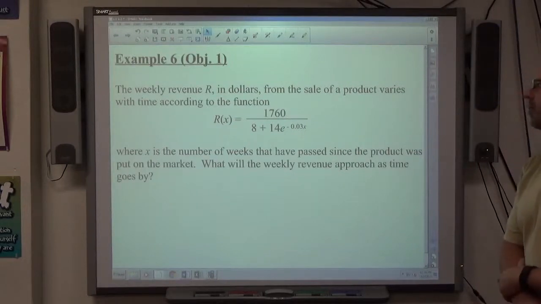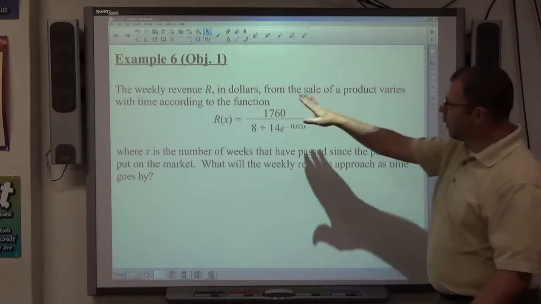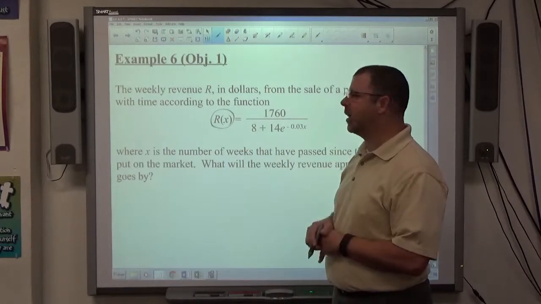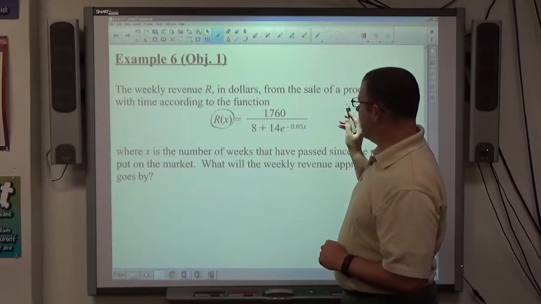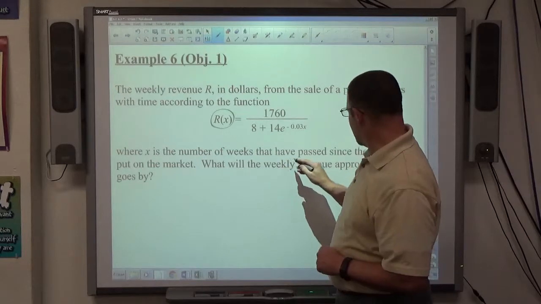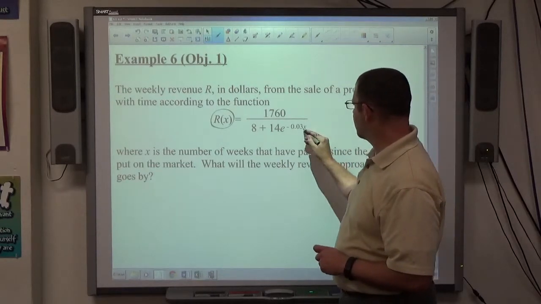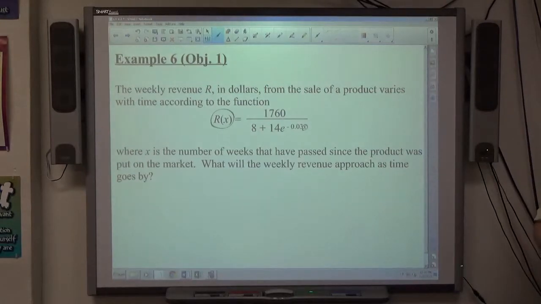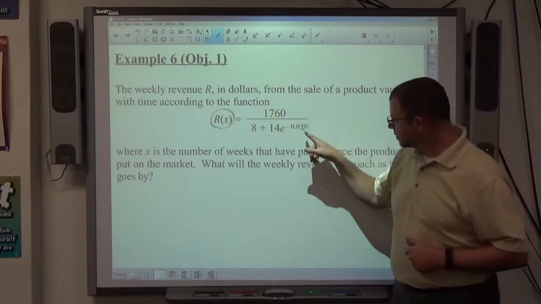Example 6, the weekly revenue in dollars from the sale of a product varies with time according to the function that. So, weekly revenue in dollars, R of X is the revenue, that's how much money we're taking in. And X is the number of weeks that have passed since the product was put on the market. As X gets bigger and bigger, let's consider what's happening here.